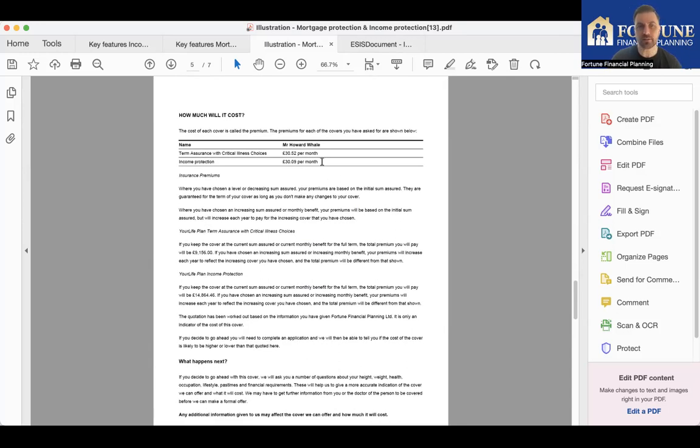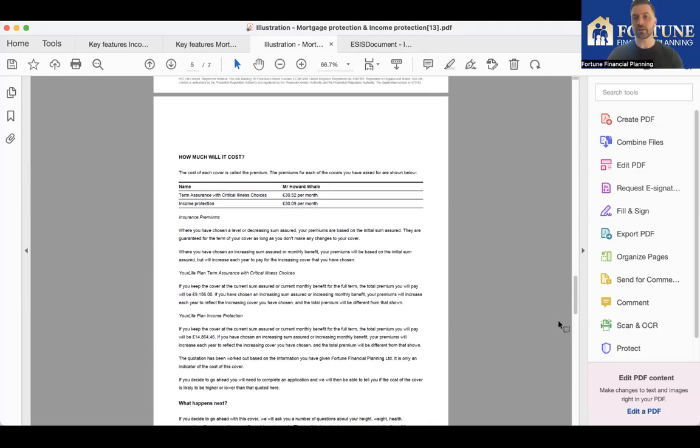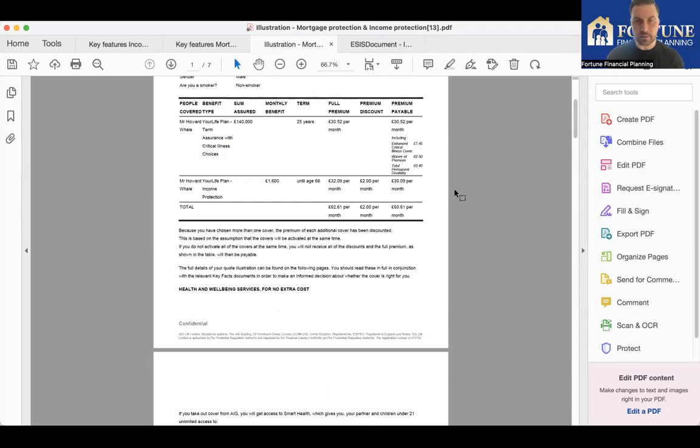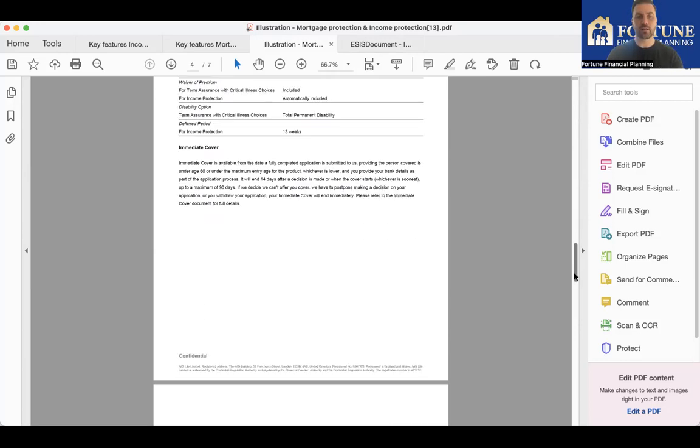Of course, we're going to express the cost of the policy itself at £30.52 and £30.09 per month. This policy does come with a plan discount, which I'm just going to jump back up to the first page for you and show you that there's a plan discount here of £2 per month, which doesn't sound a lot, but £2 per month, £24 a year over potentially 25 years, for example, can add up to be a lot of money. So I'd always express that to the client.